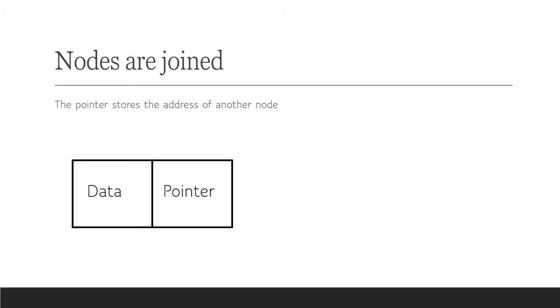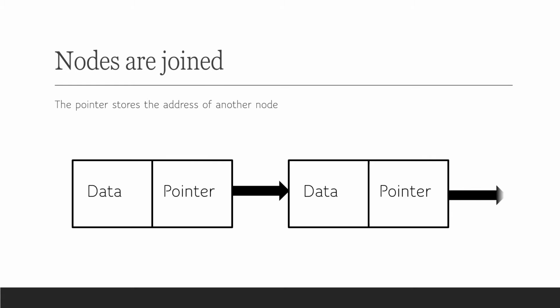We can also visualize the nodes being joined together. The pointer of one node is the address of the next node. We often show this as arrows. Of course, there aren't really arrows inside the computer. The pointer is a numerical data value, which is the numbered location of the next value.